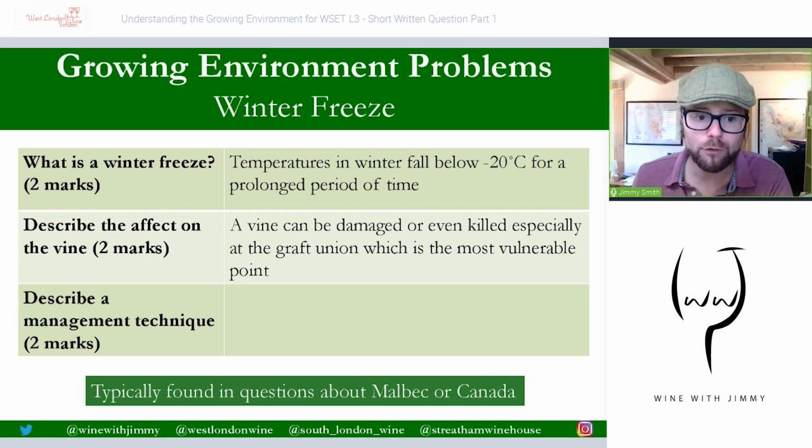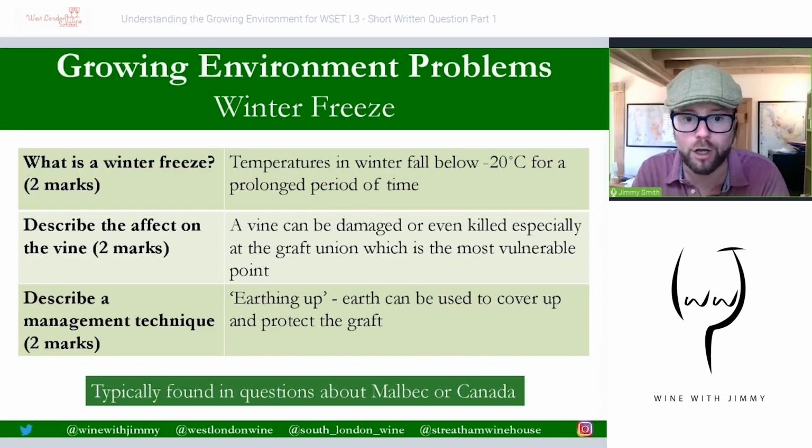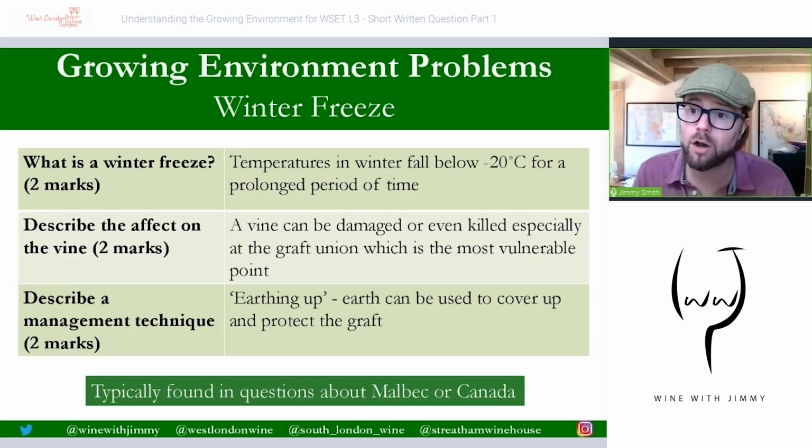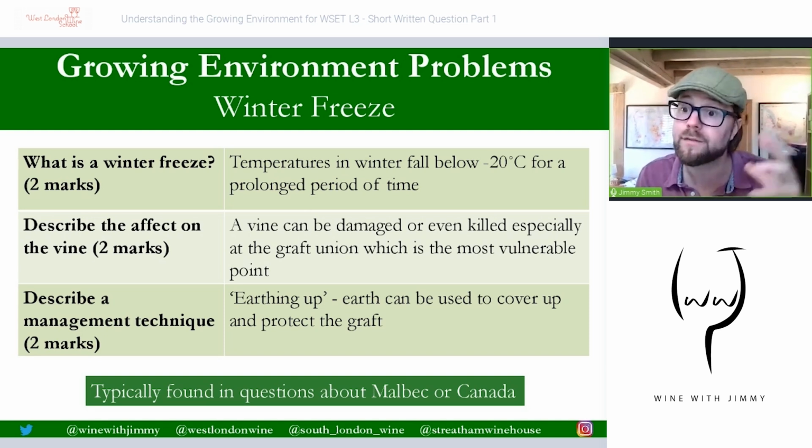So let's talk about a management technique that grape growers can employ, what they can do to combat winter freezes. If they find themselves in an area which is very commonly affected by a winter freeze, what can be done? So let's have a look. The answer here is around earthing up. Earth can be used to cover up and protect the graft. Often we are looking at the graft point of a vine being quite low to the ground because it's basically where the root will meet the Vitis vinifera scion.